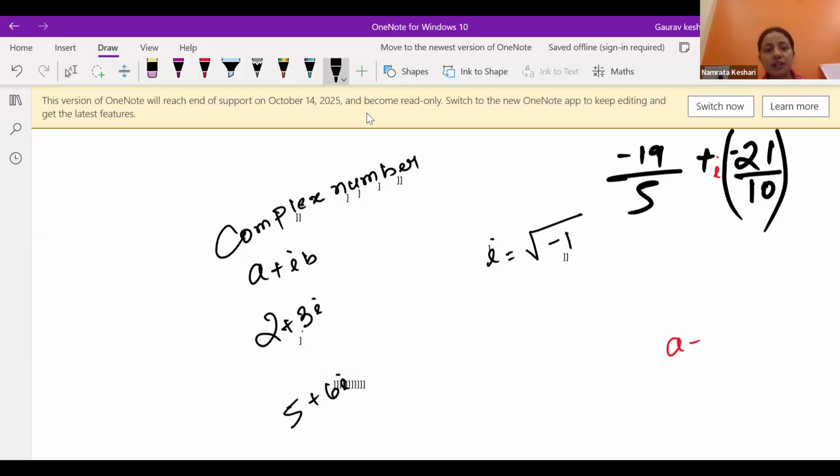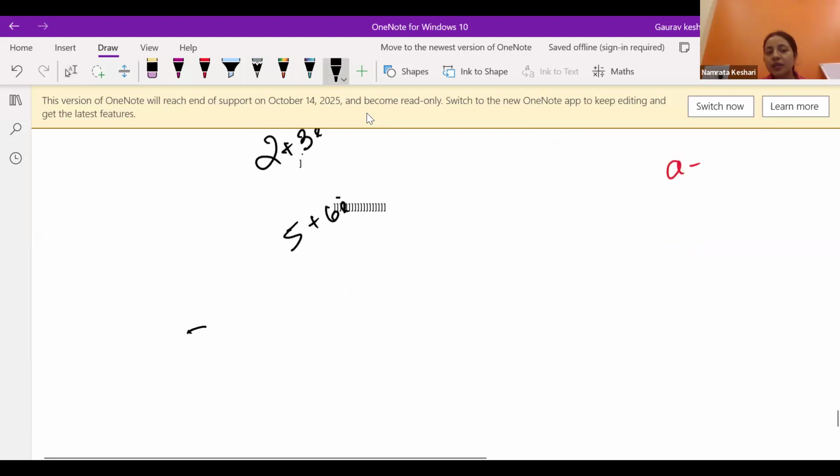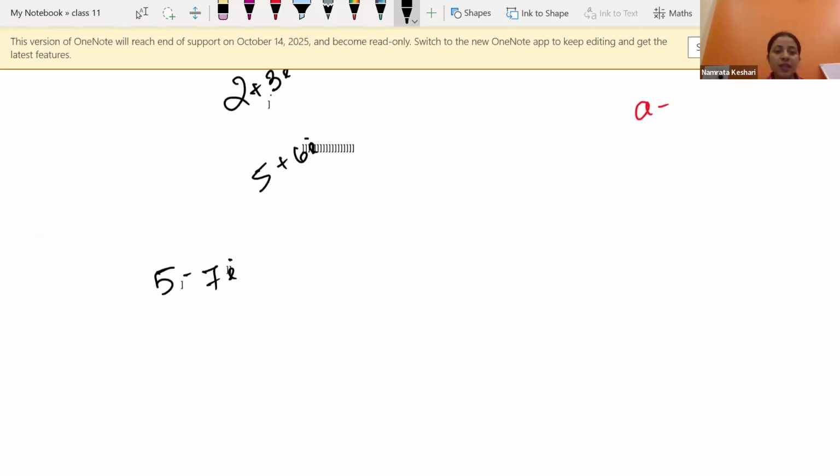So this is how we'll be writing the complex number. A plus ib format, that is the general form. One example is 2 plus 3i, or maybe 5 plus 6i, or maybe you can have 5 minus 7i. That is how we write the complex number. Now in the last class we were doing so many questions. We were writing the given number in the standard form of the complex number. I would take a few more questions from there.